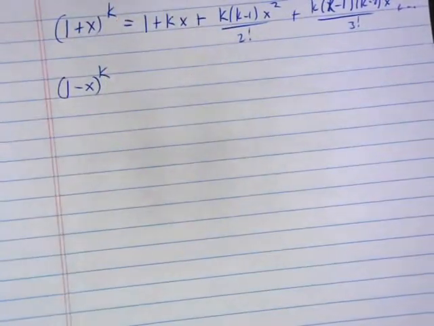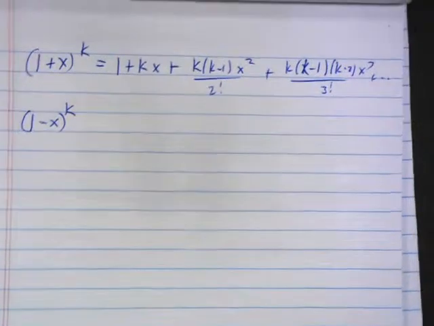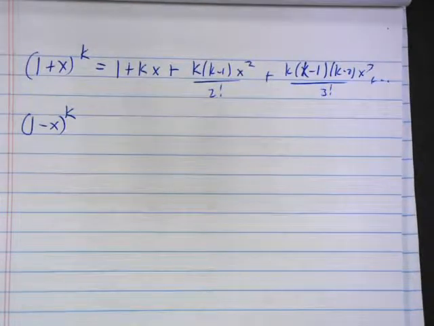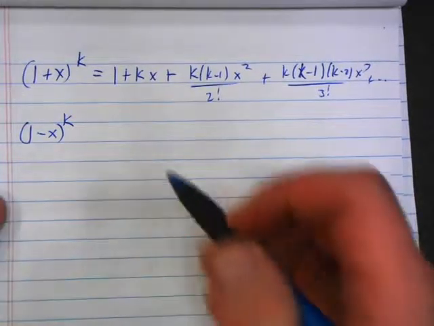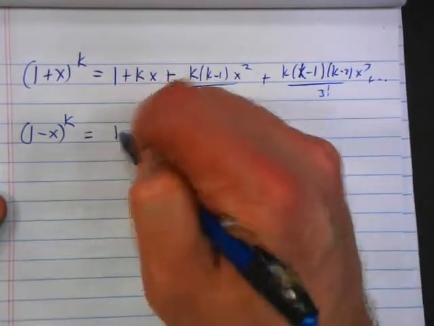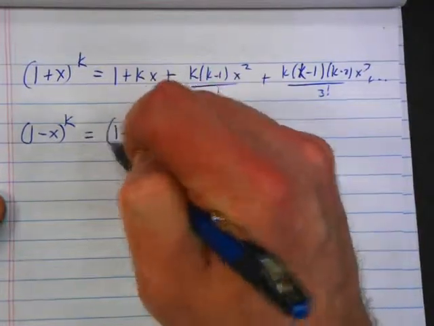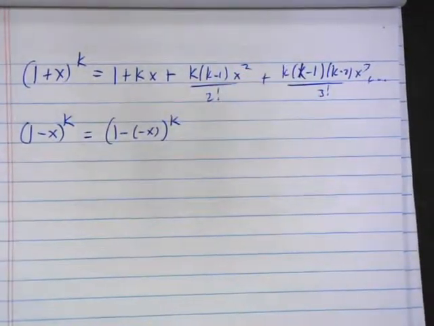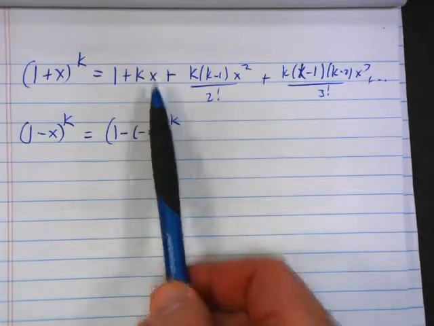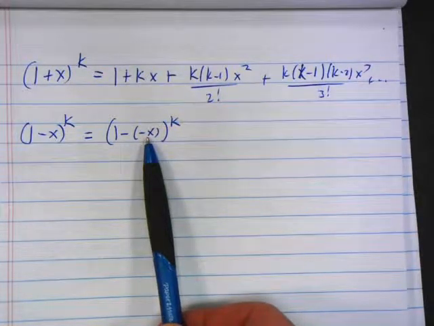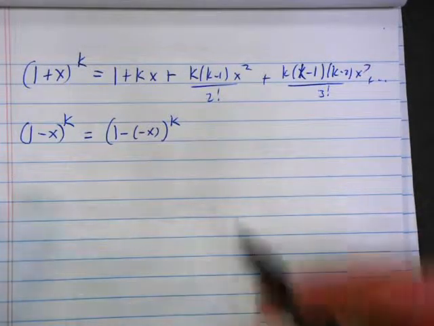What if I wanted 1 minus x to the k? Negative, then subtracting it, and the k would be k plus 1. Nope, but you're on the right track. How about if I wrote this as 1 plus negative x to the k? Everywhere I see an x, I'm not going to write x, I'm going to write negative x.